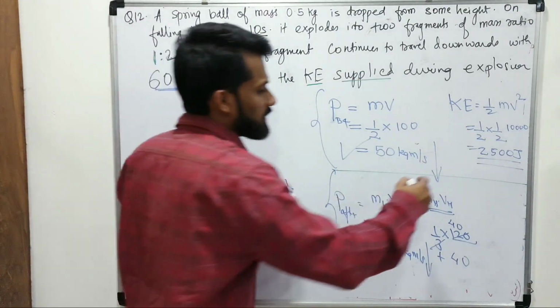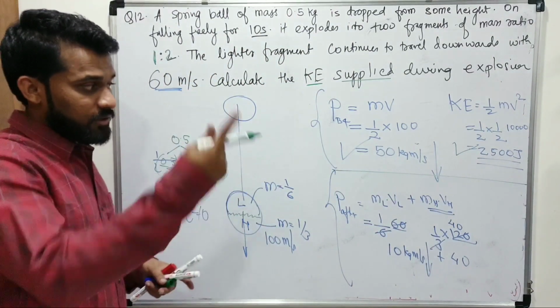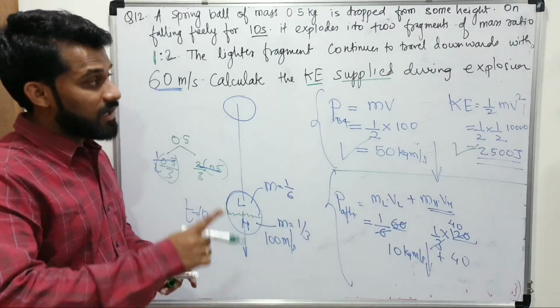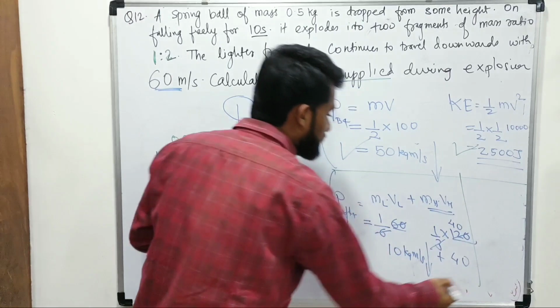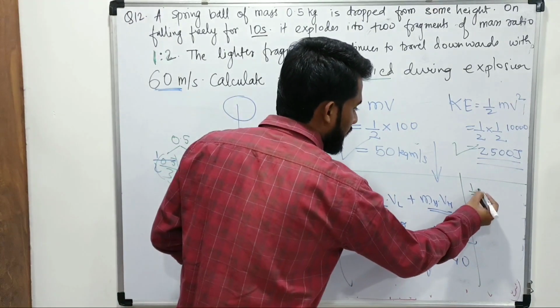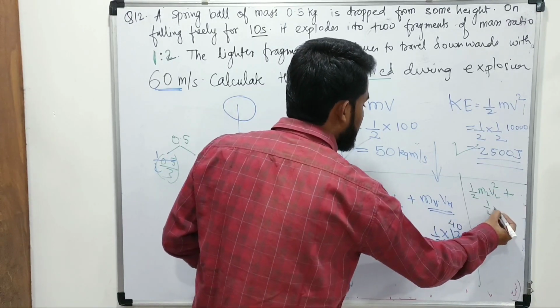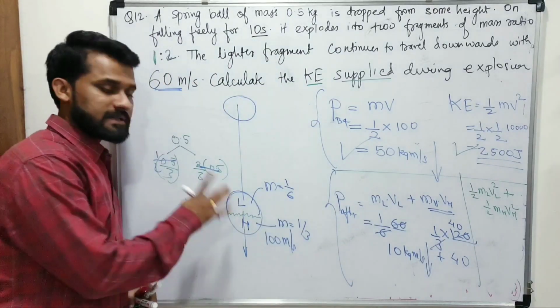Before collision, the ball का kinetic energy was 2500. After explosion, sorry, I'm repeating the word collision. After explosion, what is the kinetic energy? The kinetic energy of these two balls separately will be half mL vL square plus half mH vH square. इसका kinetic plus इसका kinetic है.